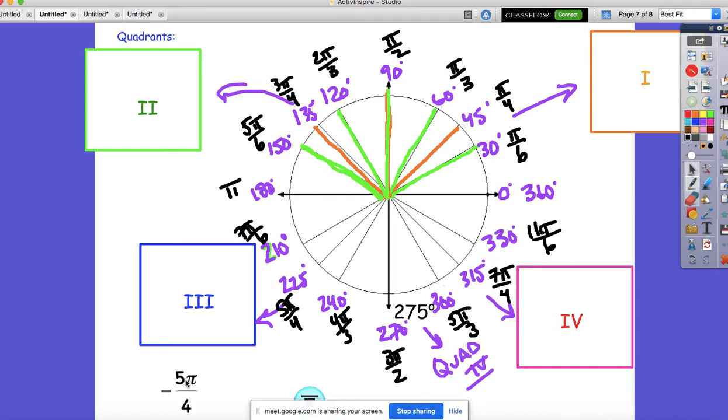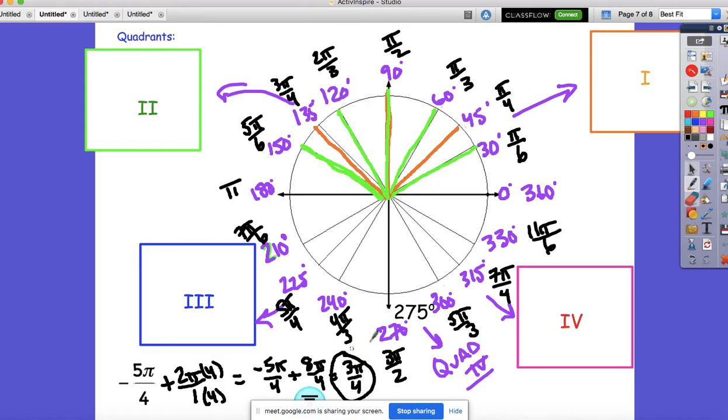So let's say I ask you, what quadrant is negative 5 pi over 4 in? Personally, when I first learned about radians, the negative ones really threw me off. So I could tell myself, if I find a coterminal angle, I could get a positive angle. If I add 2 pi to it, that will get me a coterminal angle, an angle that'll end up in the exact same spot. And this is technically over 1. So in order to get a common denominator, I'd have to multiply by 4 on top and bottom. So I'm really doing negative 5 pi over 4 plus 8 pi over 4. And when I add those two together, I'm going to get 3 pi over 4.